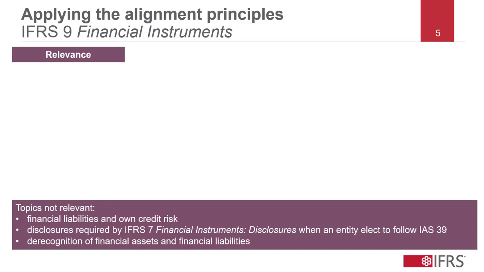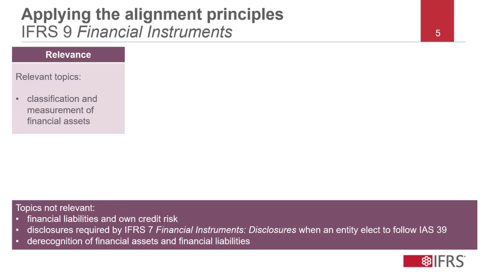The board considered that the decision to exempt an entity from these disclosures, made when the IFRS for SMEs standard was developed, still applies. Similarly, the board noted that requirements for derecognition of financial assets and financial liabilities were carried forward unchanged from IAS 39 to IFRS 9. Section 11 includes simplified derecognition principles based on IAS 39. Consequently, the board decided it did not need to include this topic in the second comprehensive review.